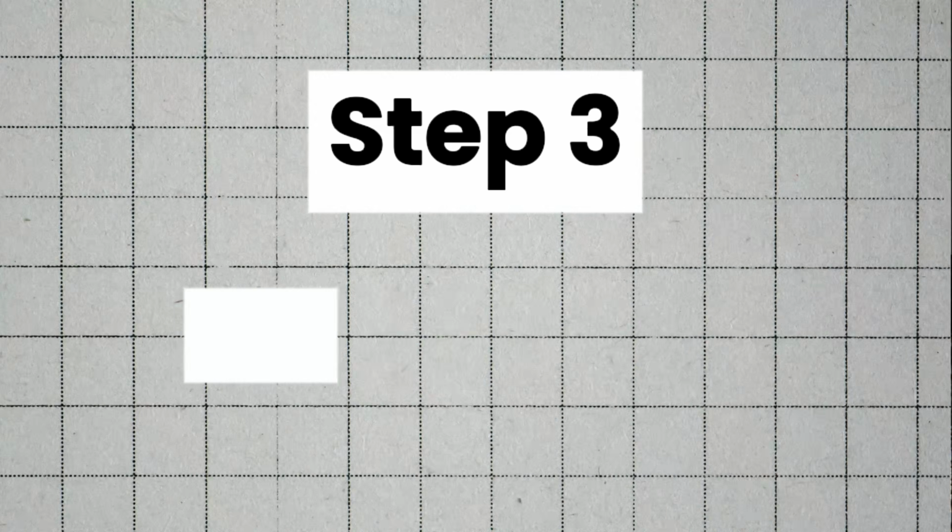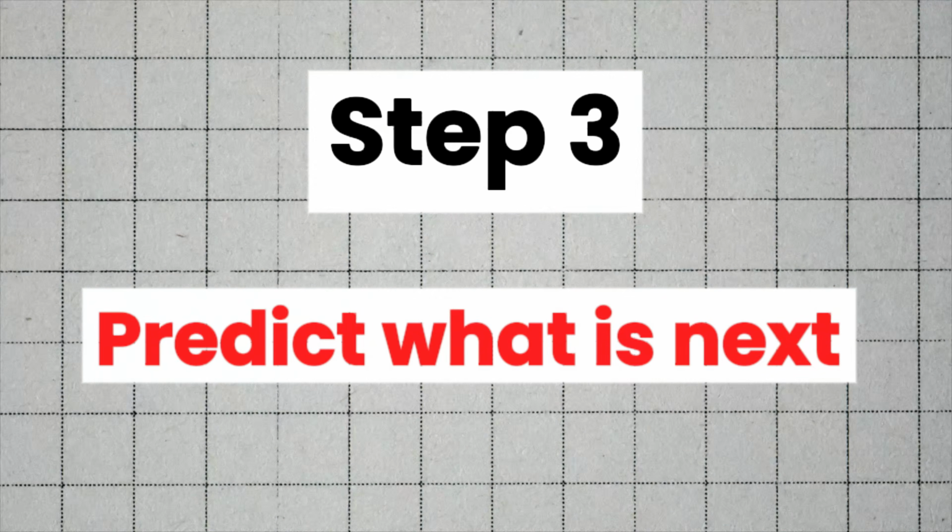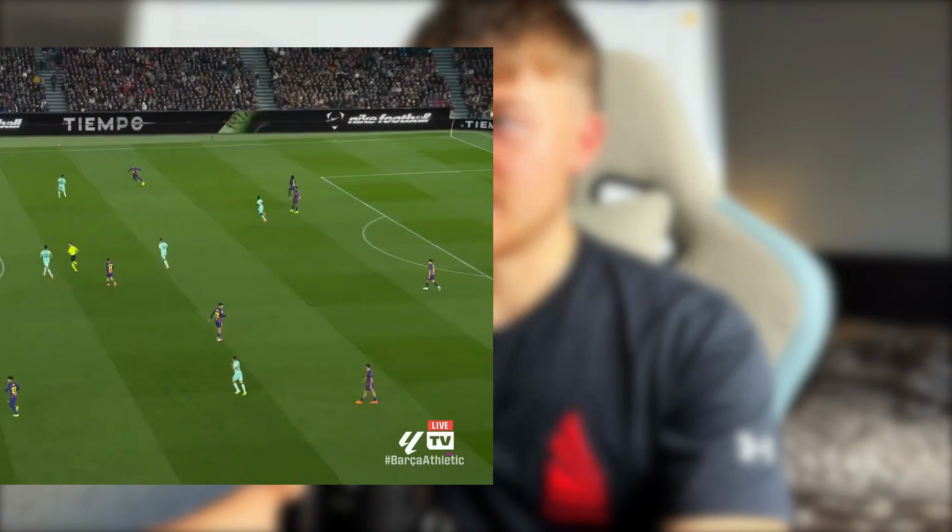And then step 3 is try to predict what must happen next. So based on your analysis, which outcome would benefit the team the most? So let's run through our example again then, shall we? So let's play this through.